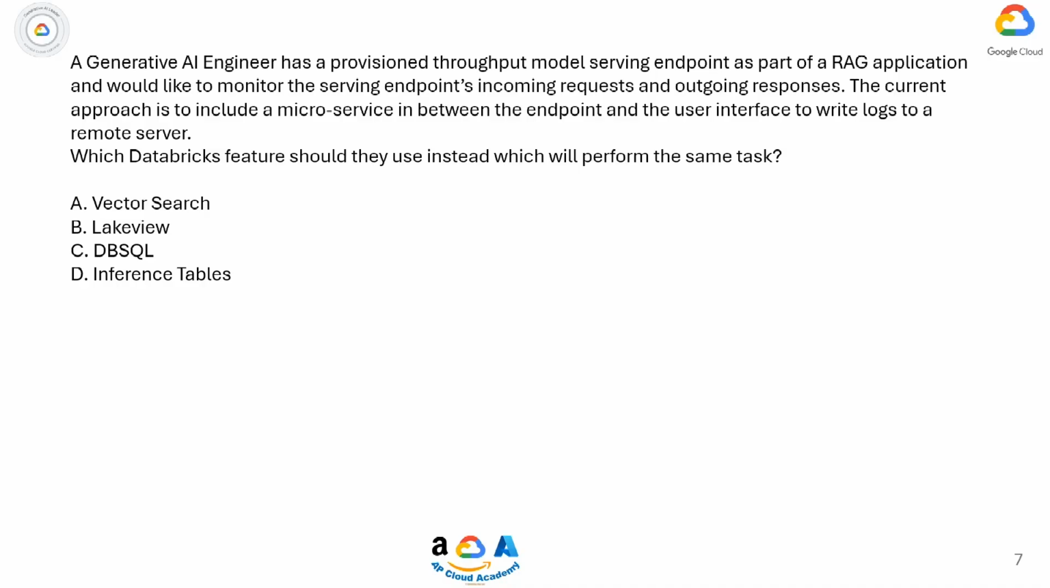A generative AI engineer has a provisioned throughput model serving endpoint as part of a RAG application and would like to monitor the serving endpoint's incoming requests and outgoing responses. The current approach is to include a microservice in between the endpoint and the user interface to write logs to a remote server. Which Databricks feature should they use instead which will perform the same task?